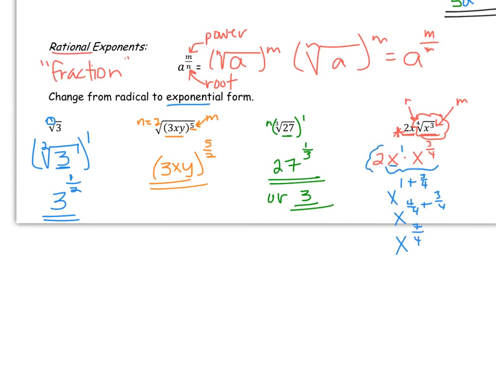However, we can't forget about that coefficient of 2 out in front. That's changing from radical to exponential. Flip it over and we'll change back to radical from exponential.